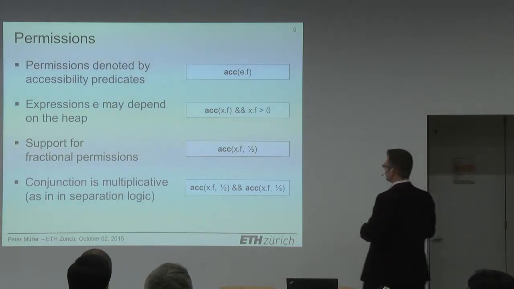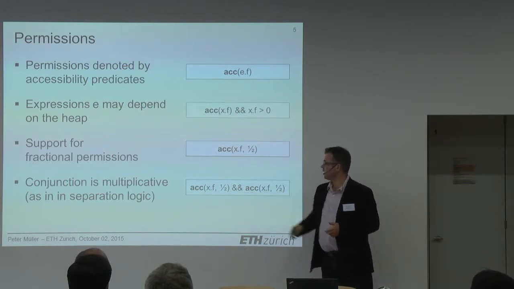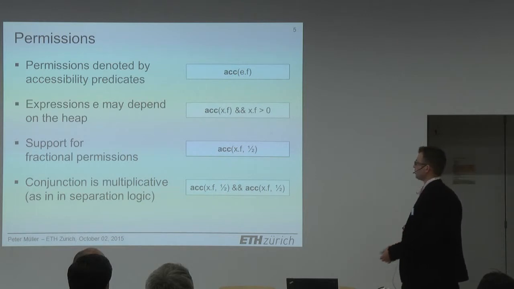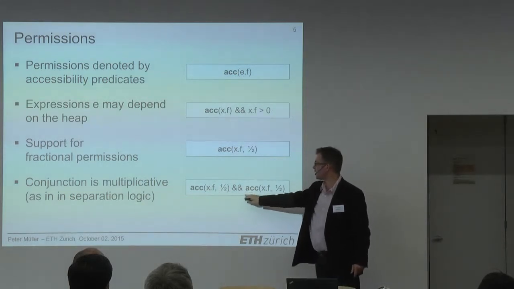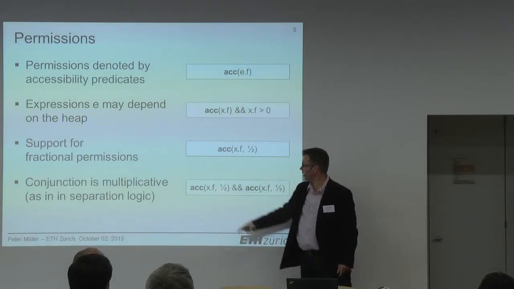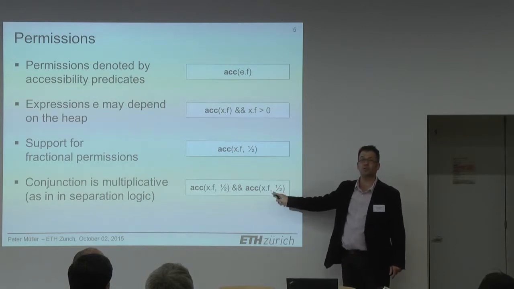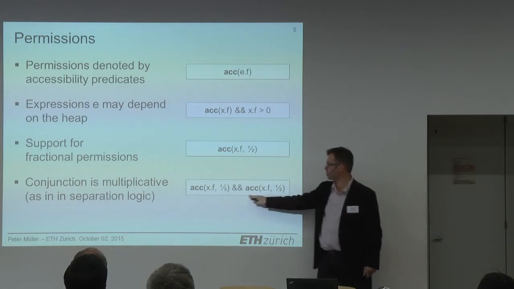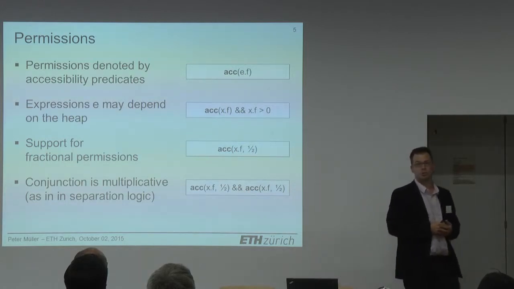And our conjunction, even though we write it like a Java conjunction, really behaves like a separating conjunction in separation logic. So this is a multiplicative conjunction here. Taking half a permission to x.f and another half permission gives you the full permission. So this is not equivalent to just half a permission. This expression together gives you a full permission.